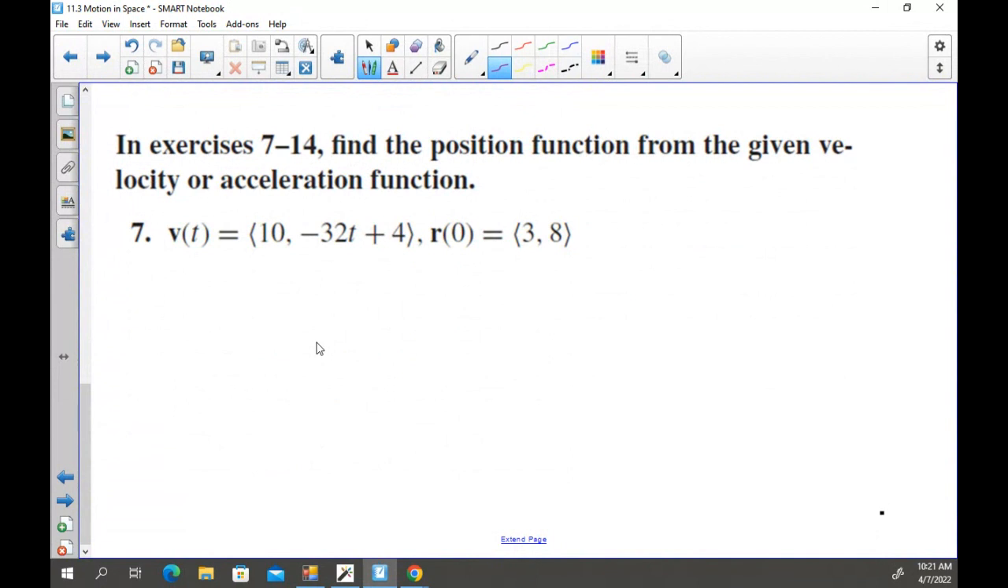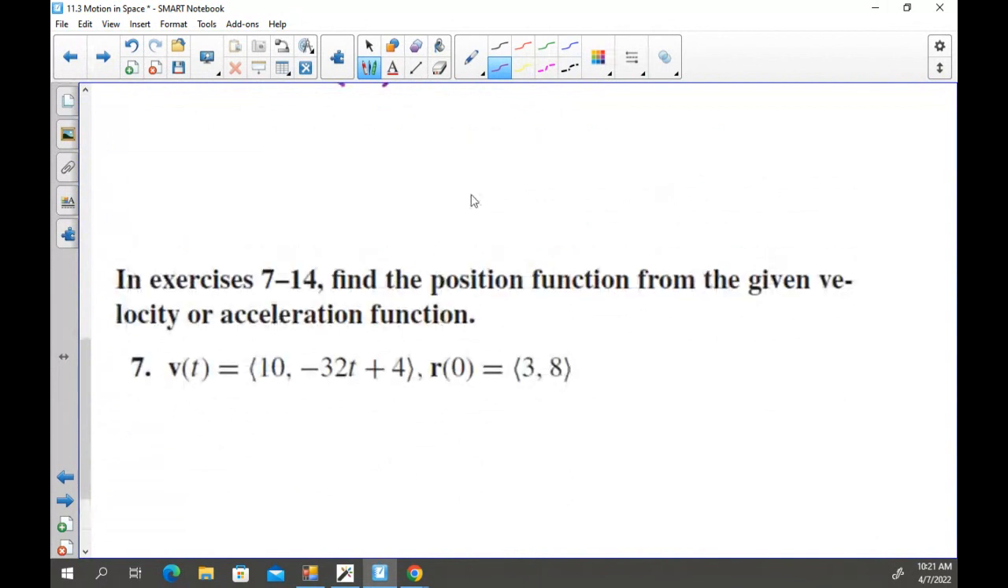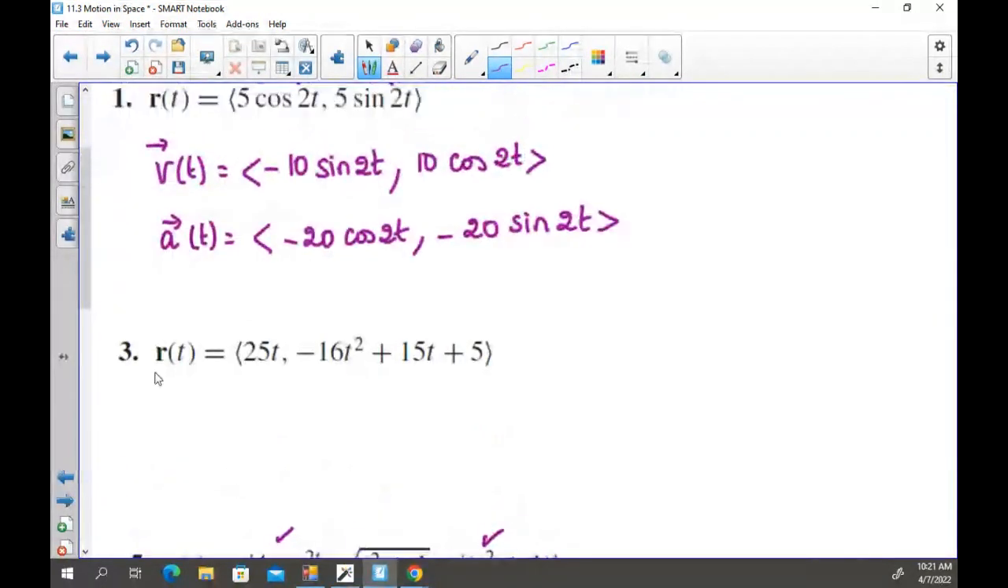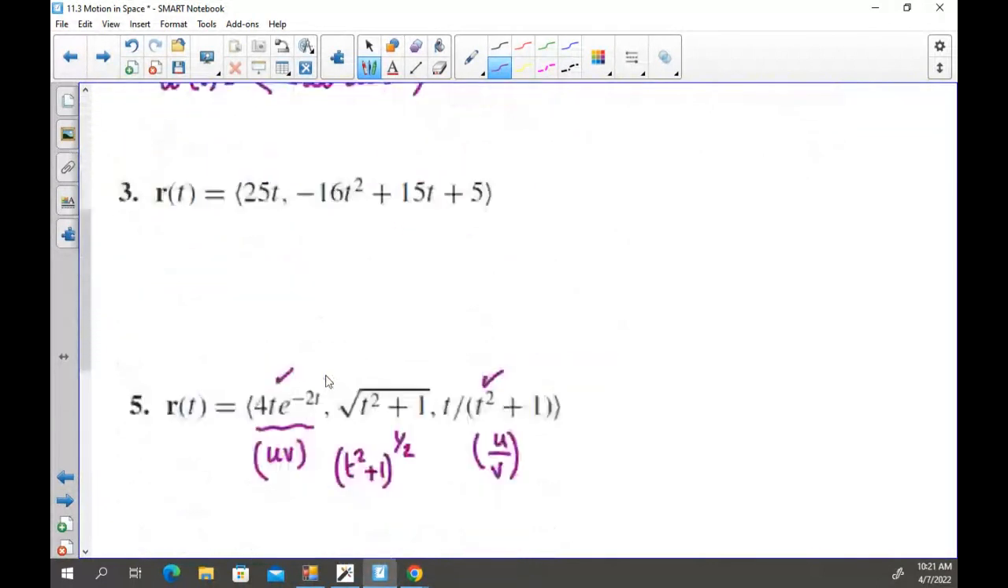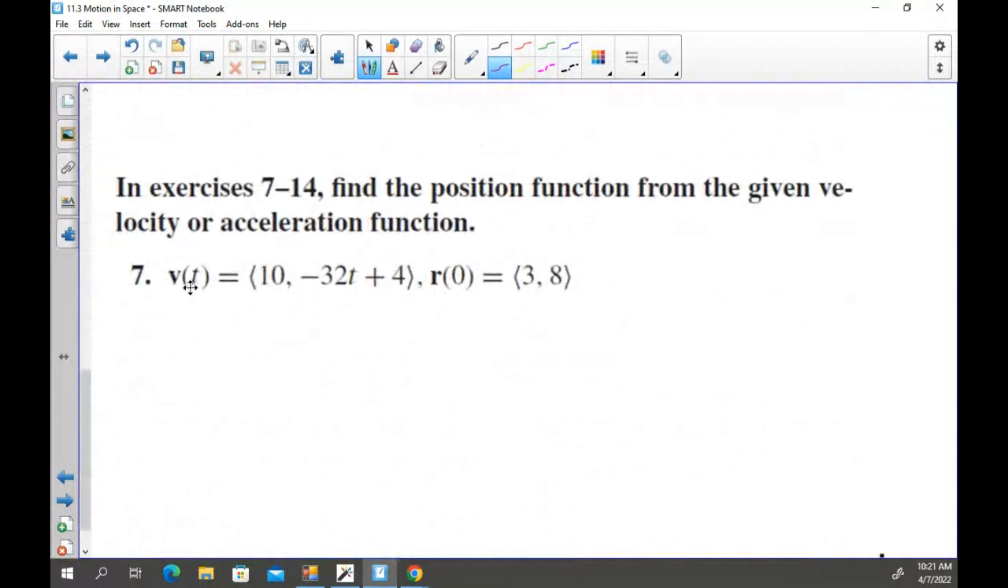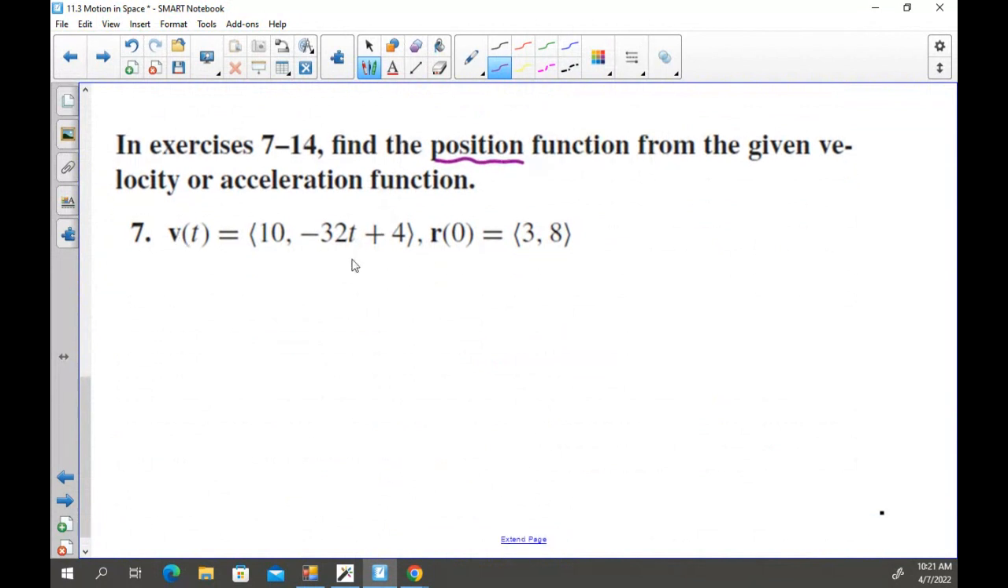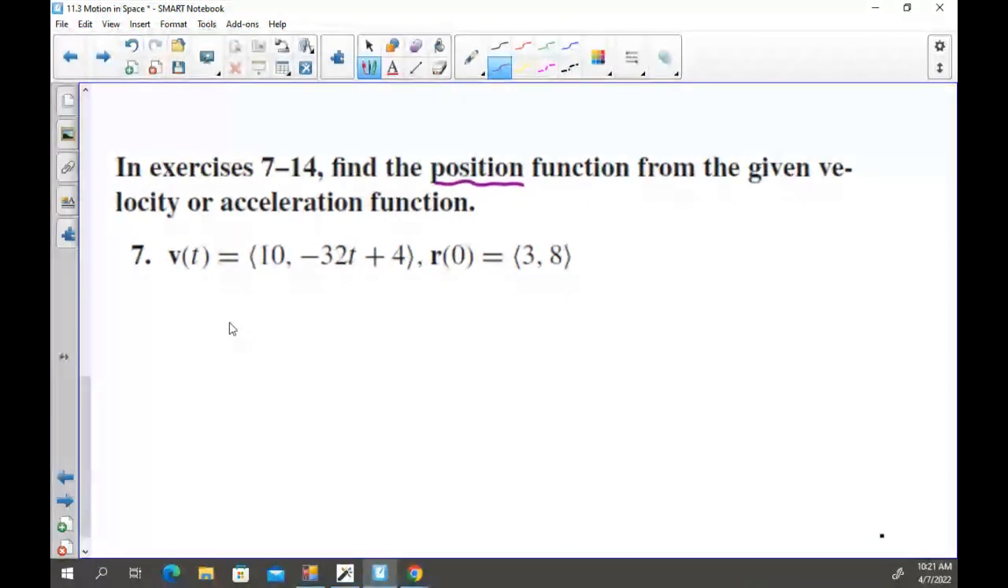Here in these questions, it's a matter of integrating. So 1, 2, 1, 3, 5 is a differentiation problem. You need to find derivatives. Here, we are given the velocity. We want the position. So it's a matter of integrating this function. So let's try it. R of t will be the integral of V of t.